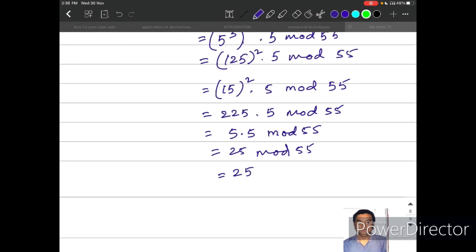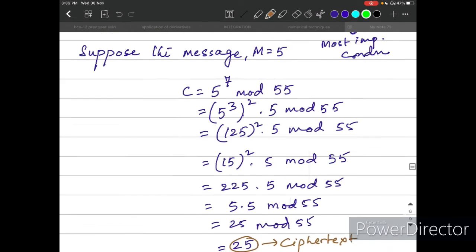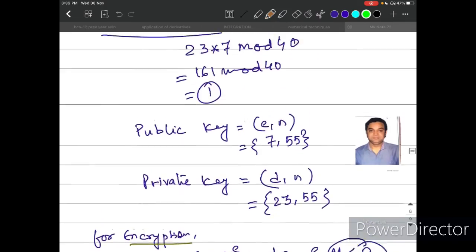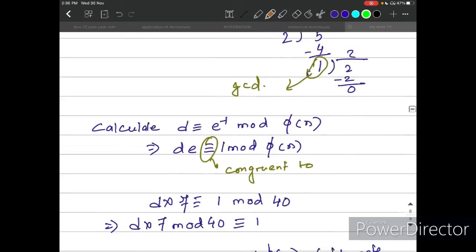So this one is the ciphertext. Ciphertext that cannot be read by anybody else except the receiver. Okay. Now we have to find out. Now we will decrypt it. So decrypt. What is the formula for decryption? Let's go and see.